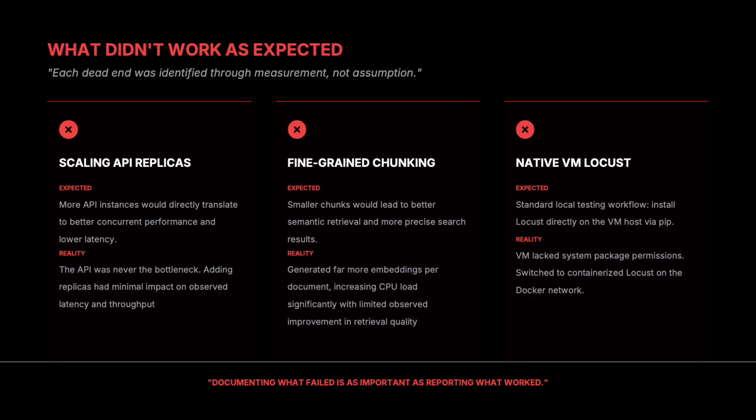For chunking, while smaller chunks were expected to improve precision, in practice they significantly increased embedding cost with only limited observed improvements in results. Finally, for load testing on the VM, we initially attempted to run Locust directly on the host, but due to environment constraints, this was not viable, so we moved to a containerized setup within the Docker network. The key takeaway was that these decisions were validated through measurement, which helped us avoid optimizing the wrong parts of the system.